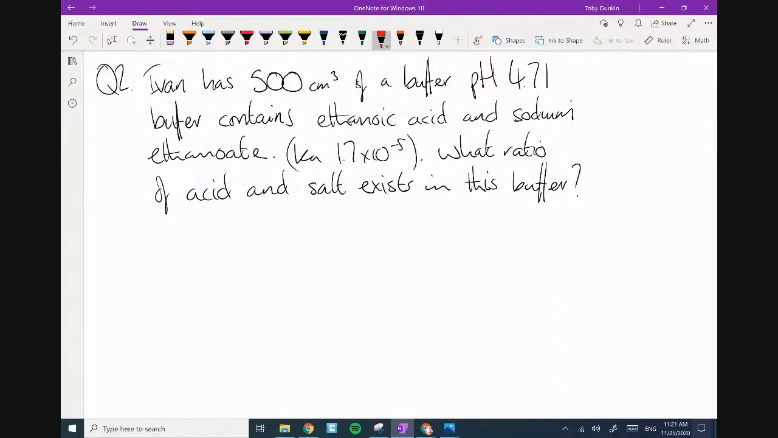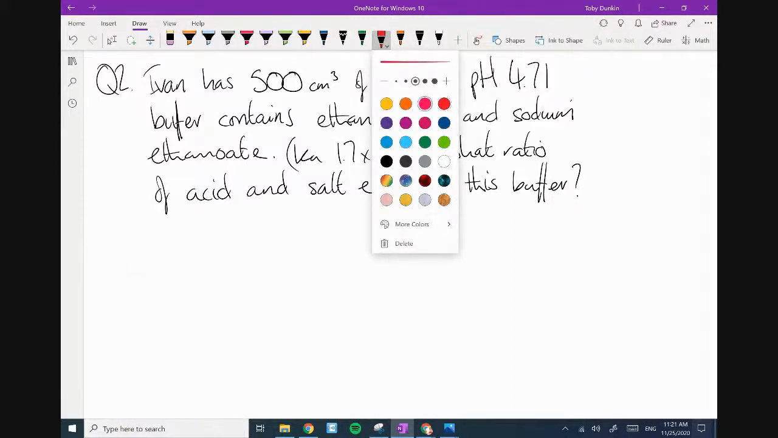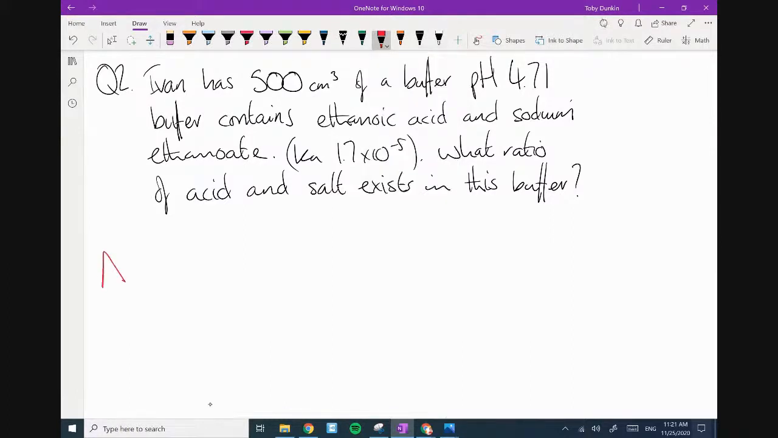So, first things first, let's do a roadmap. Okay, I'm going to make my pen thicker. Answer. I always love a good challenge question. Answer. So, Ka equals H plus, that's the pH. Now, what's interesting is we've been given the pH.